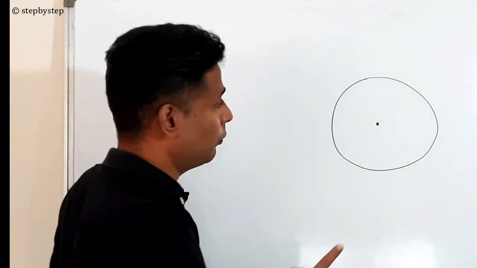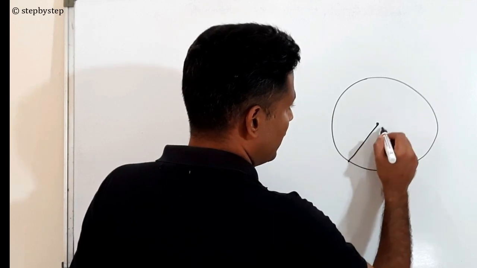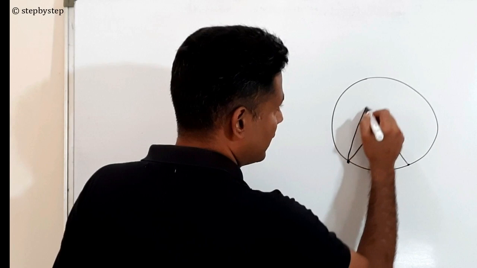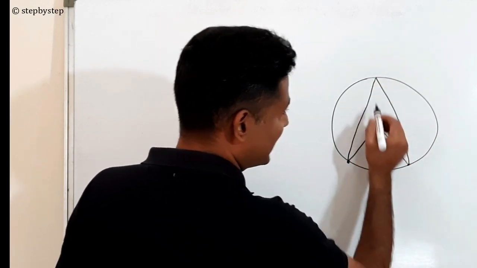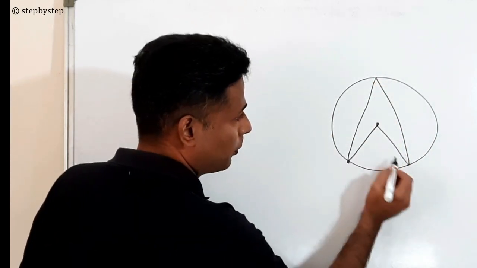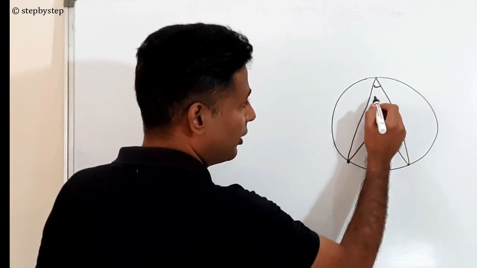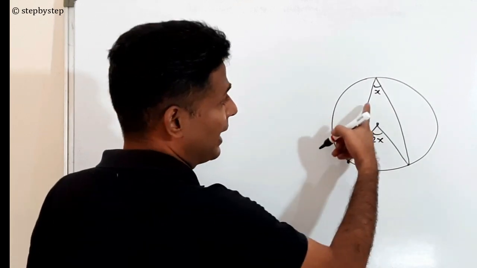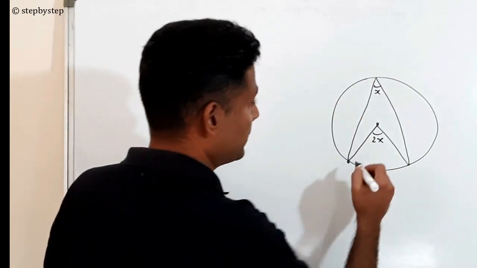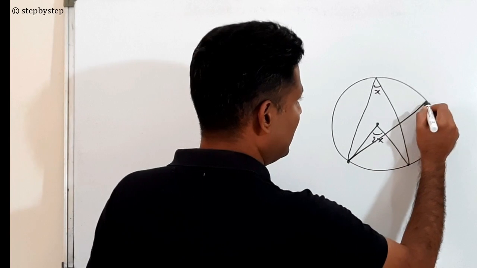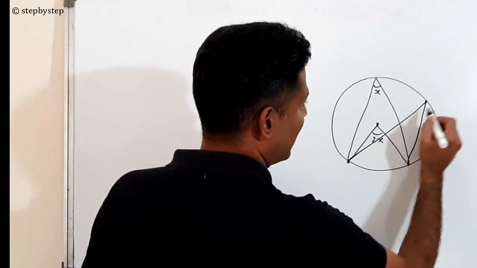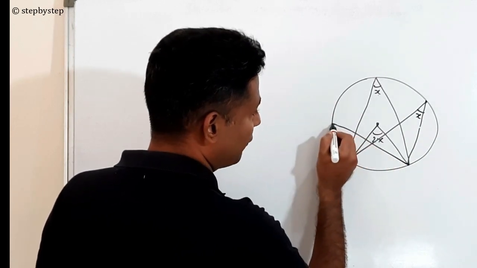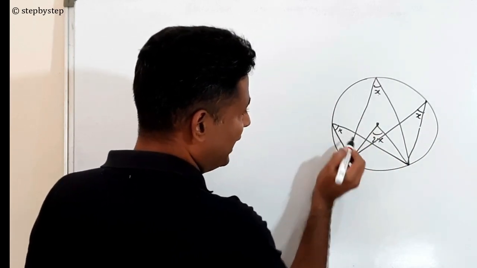From last year, what we know is the angle made by a chord, or basically from the same 2 points. If it is making an angle at the center and on the circle from the same 2 points, the angle at the center will be double this angle. So if this is x, this will be 2x. When the angle is made in the same segment, if you remember, angles made by the same chord on the circle are equal. So if this is x, this also will be x. From the same 2 points, if I draw like this, this also will be x.